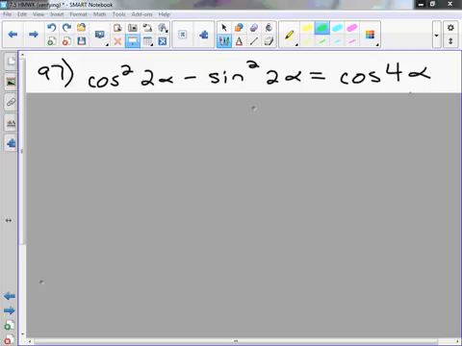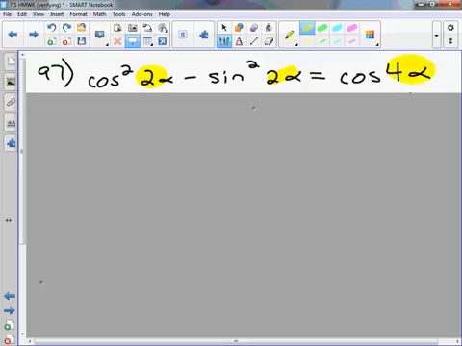All right, this one is number 97 from 7.5. As you look at this, we would probably be thinking that the more complicated side is the left side. But here's the issue with this. On the left side, you'll notice that the angles we're dealing with are 2 alpha, and the angle on the right side is 4 alpha.